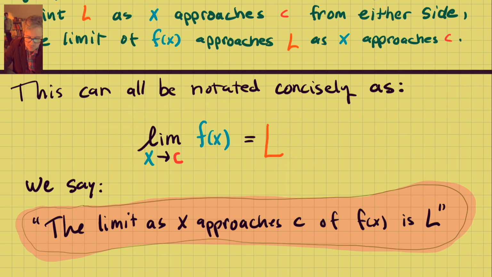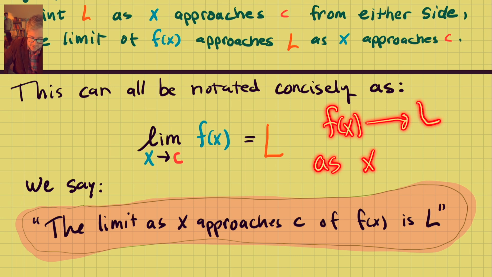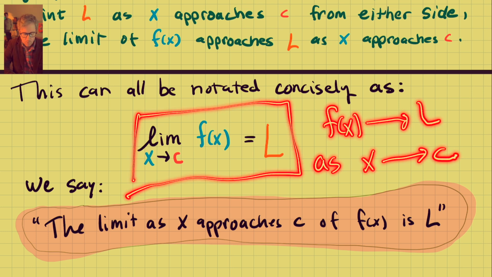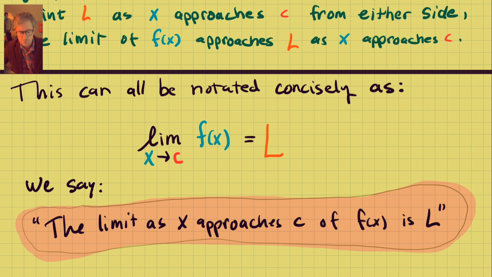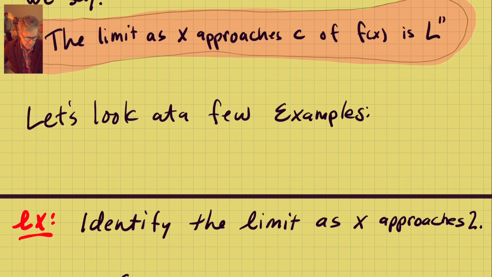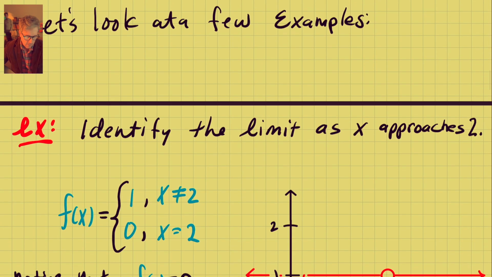We may also see something like f of x approaches L as x approaches c. We'll probably use that notation a little later in the course, but for now we'll stay very formal and stick to the formal notation we've written out here. Great. Let's take a look at a few examples.